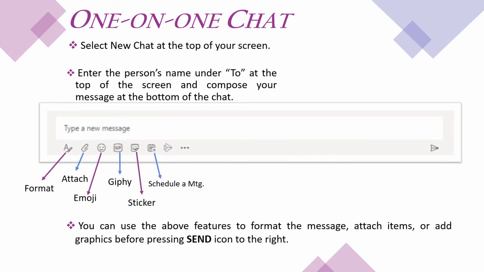Here are some of the formatting options you'll have. You can change the text, you can attach items, add an emoji, a Giphy, a sticker, or even schedule a meeting. All of this can be done in the chat feature before pressing Send to the right.